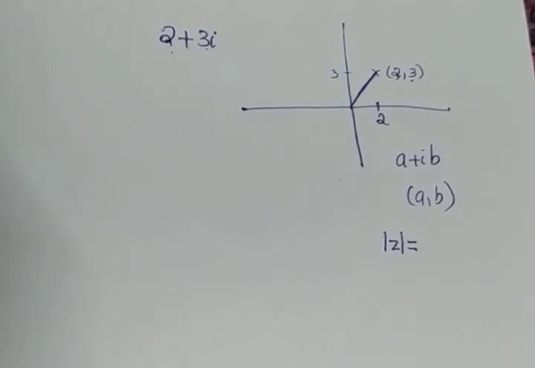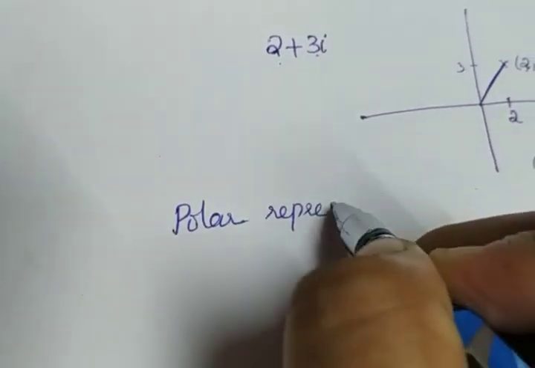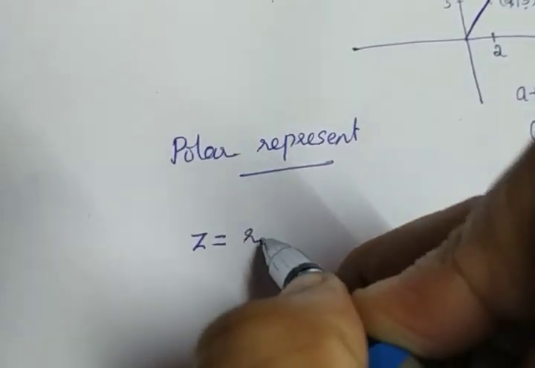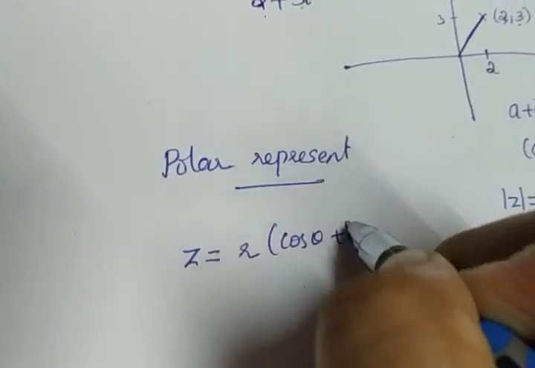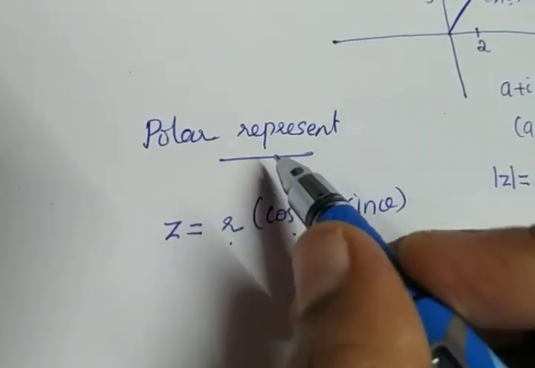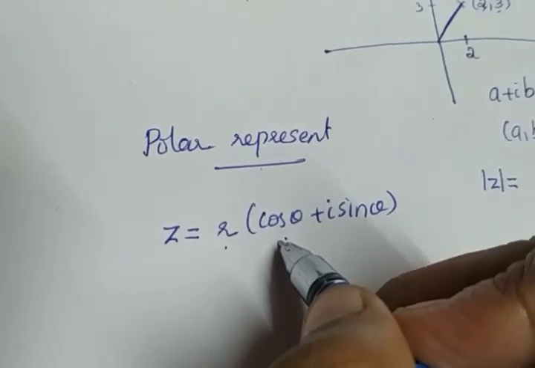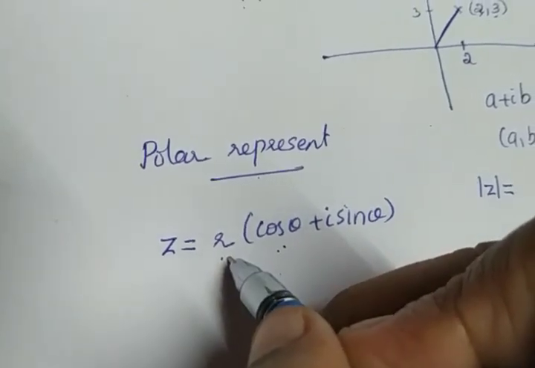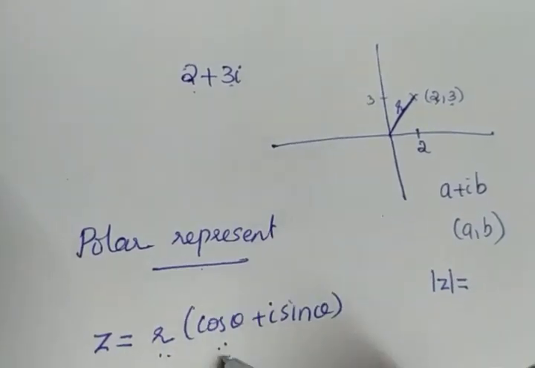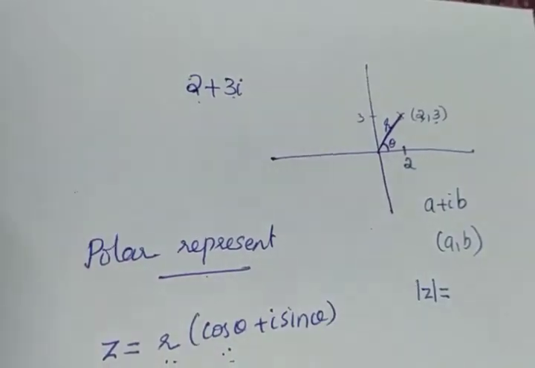Next, what we dealt with was the polar representation. To represent a complex number in polar form, Z is equal to R into cos theta plus i sin theta. What is R? R is the modulus and theta is the amplitude. Polar form is also called the modulus amplitude form. R is the distance of the point from the origin, so in this figure, this is R, the modulus. And theta is the angle formed by the line with the positive direction of the x-axis.